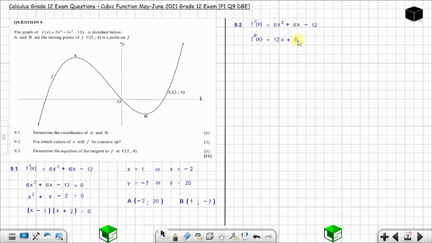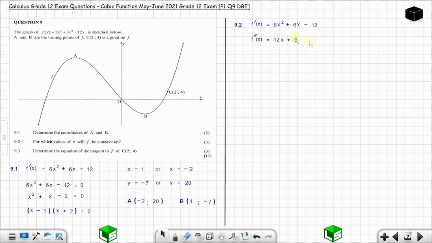And then x to the power of 1 minus 1. You subtract 1 from the exponent, so this is x to the power of 0. And this gives you 1 because everything to the power of 0 is 1. So you have 1 times 6, which is 6. And this is a constant. When you take the derivative of a constant, it's 0. Okay, now you have the second derivative.